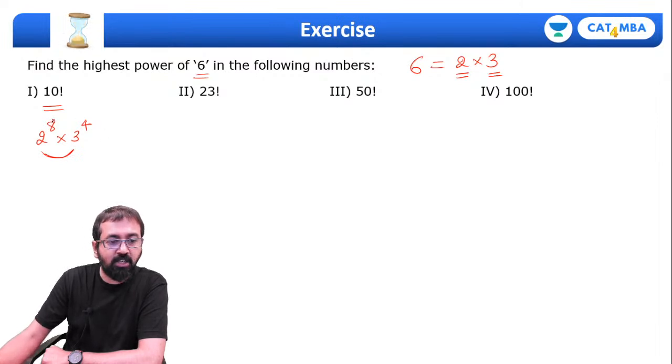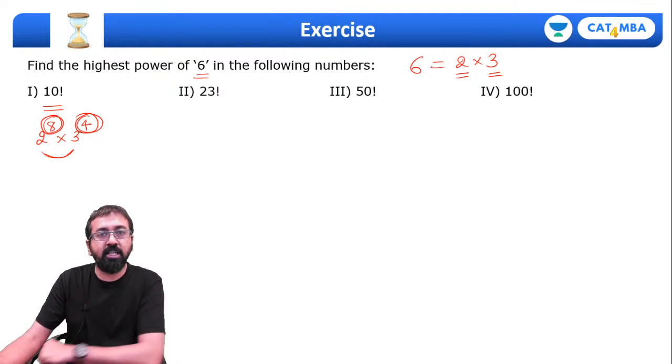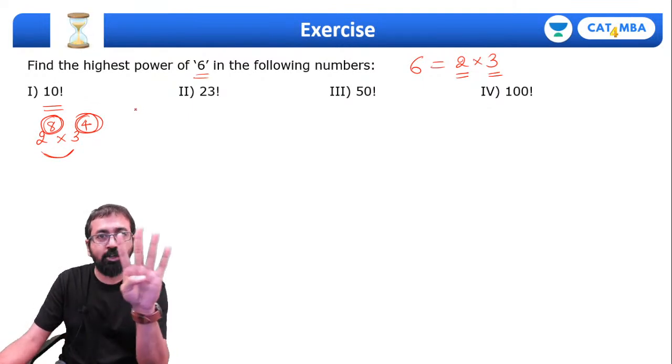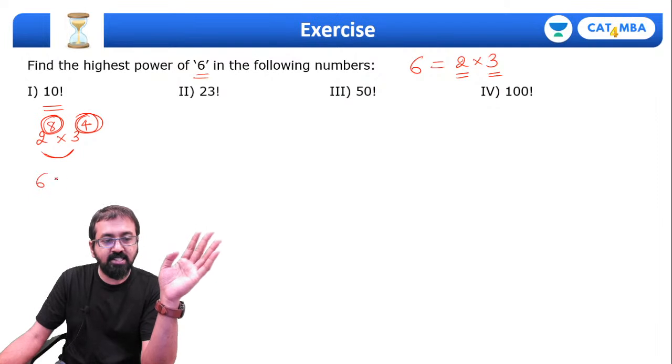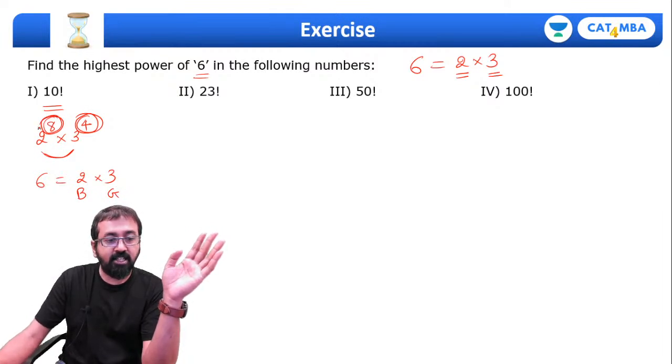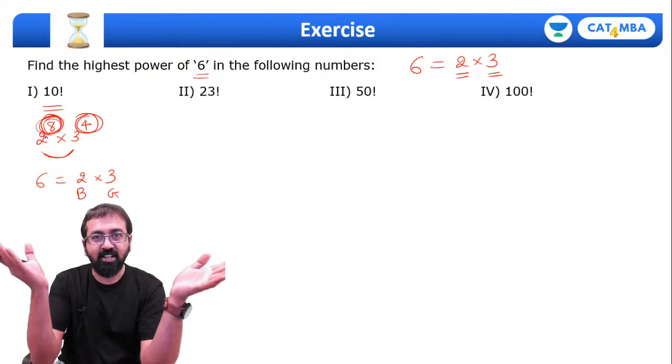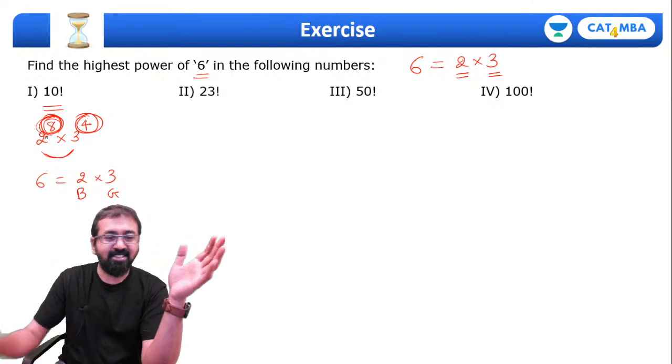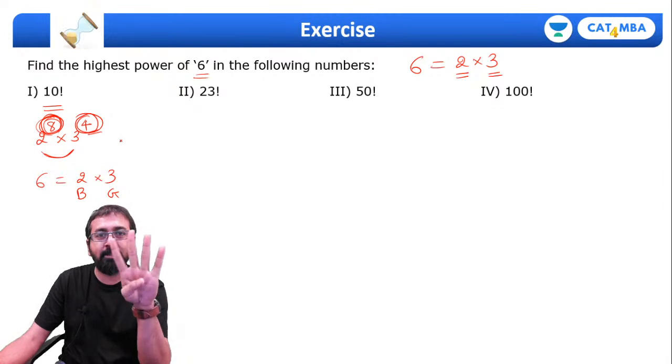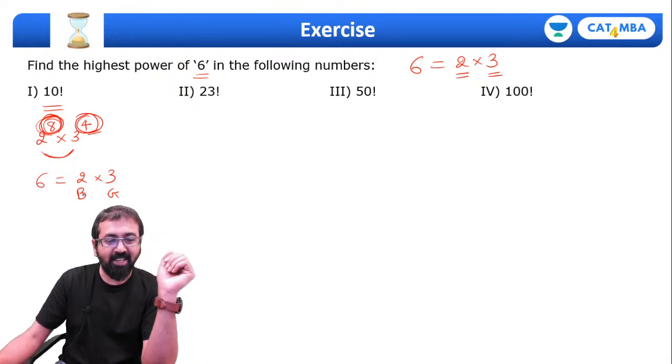See, it's like this. Now there are 8 boys and there are 4 girls. So how many couples can be made? Can I say there can be only 4 couples? So 6 is nothing but a pair of 2 and 3. 6 को बनाने के लिए एक लड़का चाहिए और एक लड़की चाहिए. लड़के तो हमारे पास बहुत हैं as usual. You know, there is always dearth of girls. So how many girls are there? Only 4. So how many couples can be made? Only 4 couples can be made. So power of 6 in this 10 factorial will be just 4.